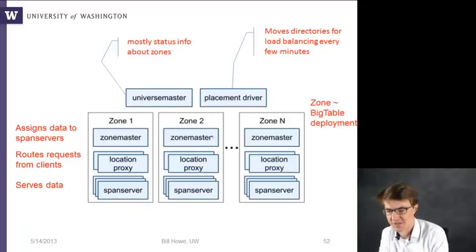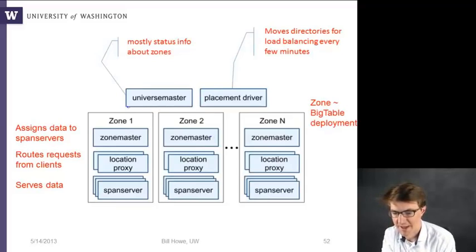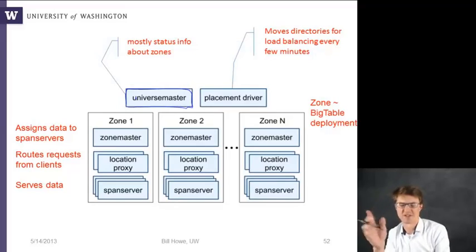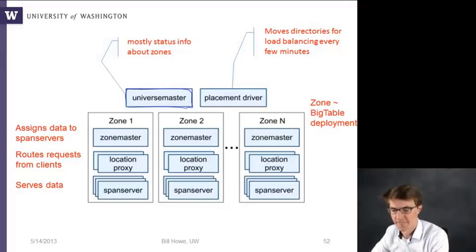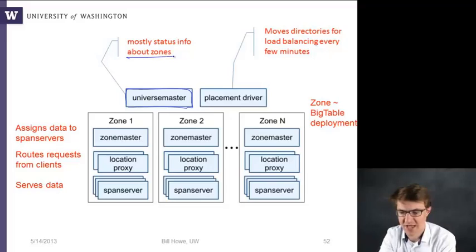So how this works is there's a universe master at the very top, and this is just a singleton. There's only one of these for deployments, and they imagine there might be only one or two of these deployments anywhere. So they have one for test, one for production/test, and one for production, and that's it. Many different applications will all use the same deployment of Spanner. This is mostly just status information about the zones. It doesn't interact with clients at all.